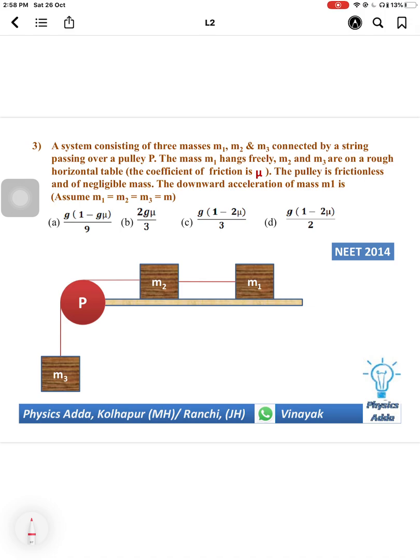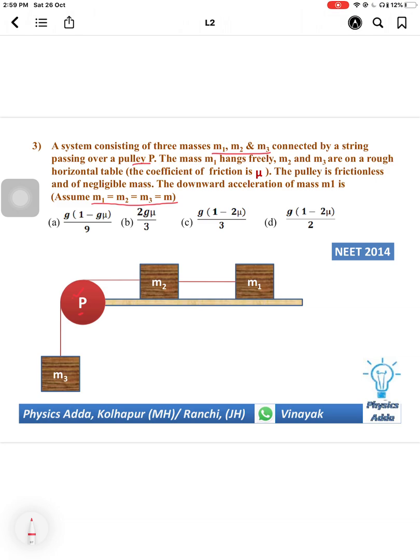Let's solve problem number 3. So you can pause the video and you can try to attempt the question. So here we have been given a pulley system. Now a system consisting of three masses M1, M2 and M3. Here M1 is equal to M2 is equal to M3 is equal to M. All three masses are equal. Okay, they're connected by a string passing over pulley P. This is passing over pulley P. The mass M1 hangs freely.